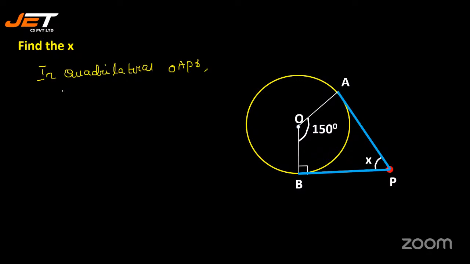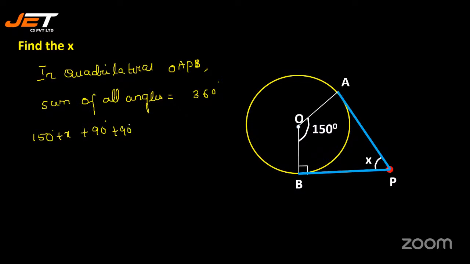Okay. So here, in quadrilateral OAPB, the sum of all angles is equal to 360, right? So here we have 150 plus x plus 90 plus 90 is equal to 360.